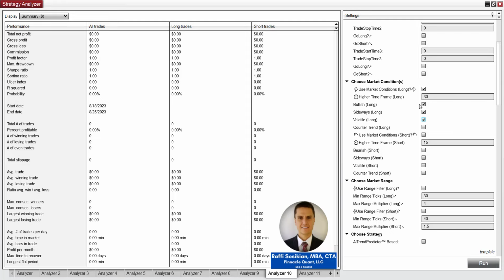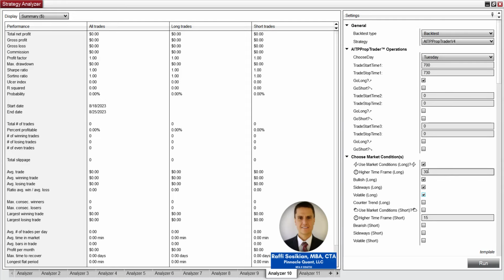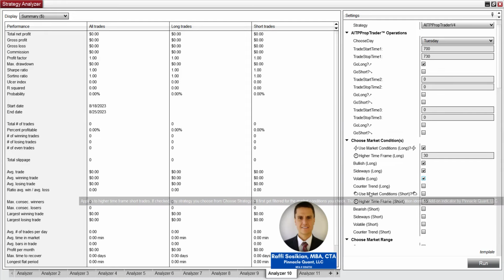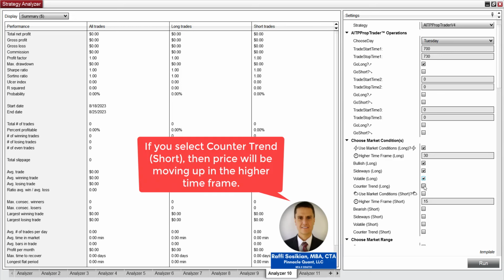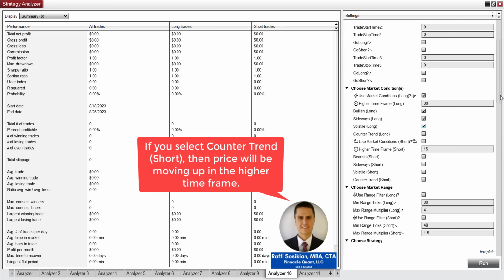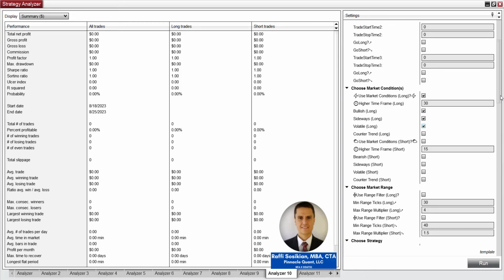So if you're looking for a potential long trade, if I was setting this up and I selected counter trend, that means I am looking for price to go down. And that's not what I'm looking for. There are times you might want to do that. There are times that you want to look for a counter trend.